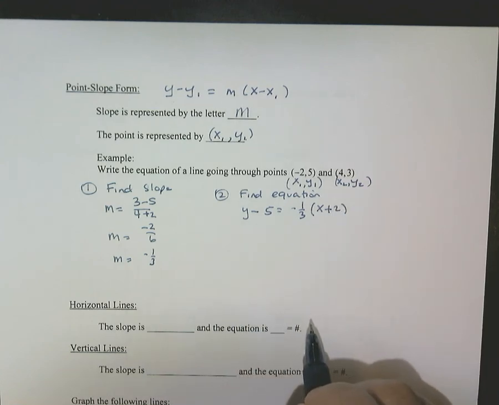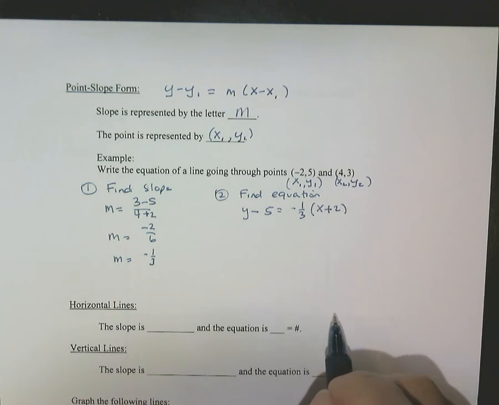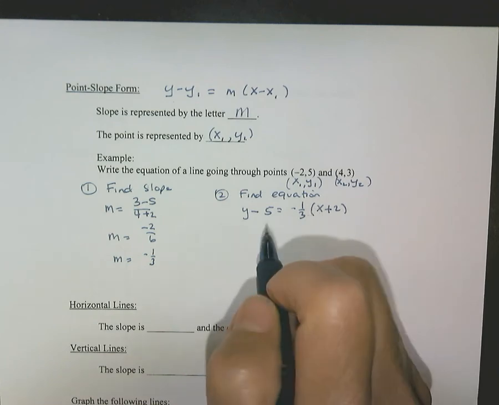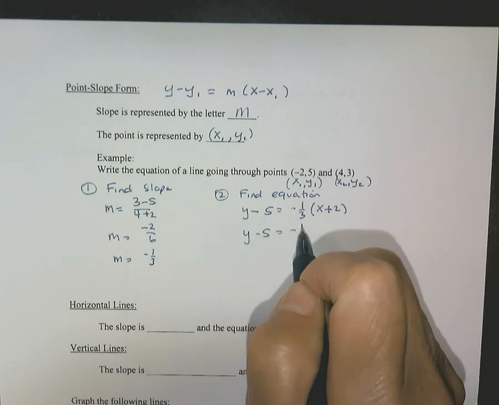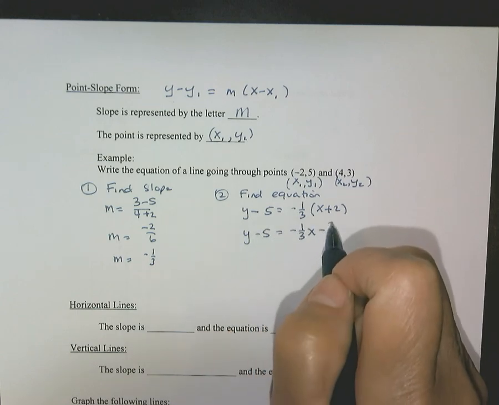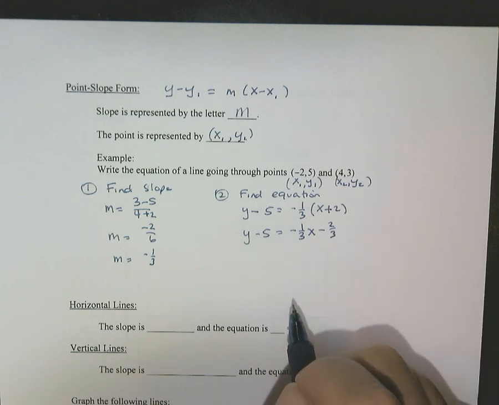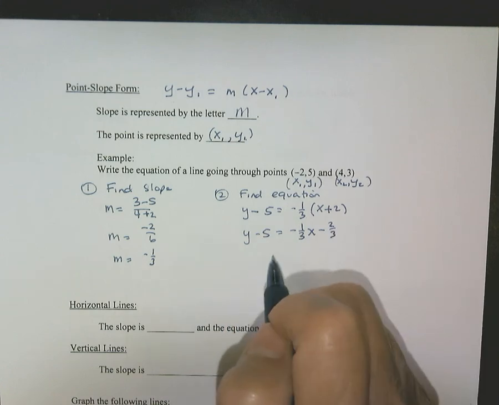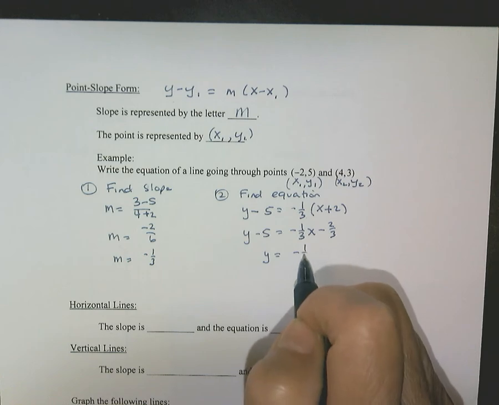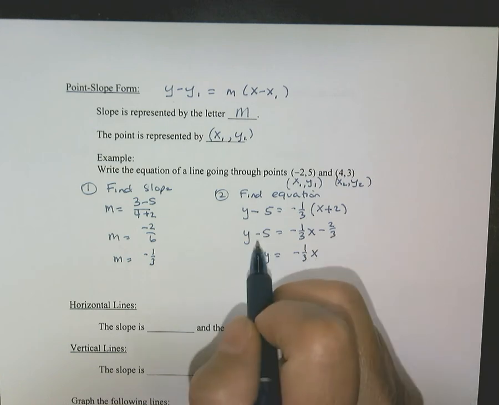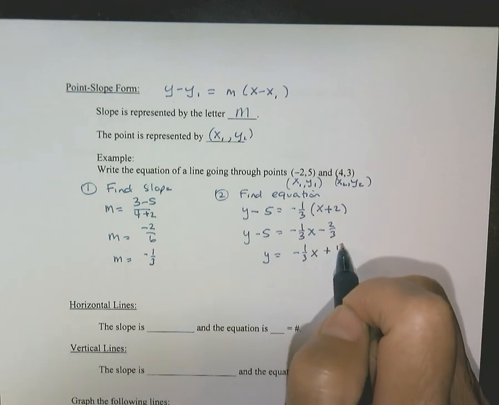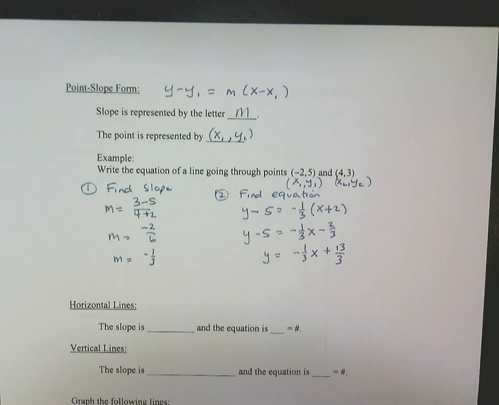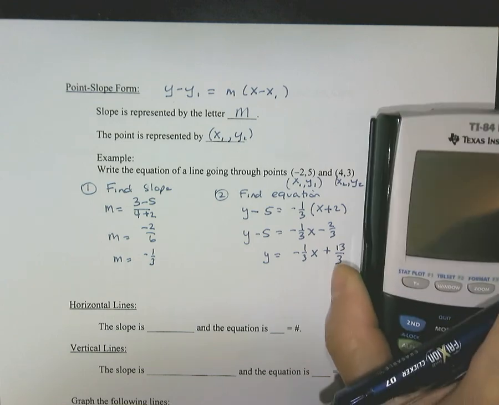Most of the time I leave it like this, but I can rearrange this easily enough to show you how it goes into slope-intercept form. So I'm going to first distribute this negative 1/3, so I get negative 1/3 x minus 2/3. Then I'm going to add 5 to the other side, so I get y equals negative 1/3 x, negative 2/3 plus 5, which is negative 2/3 plus 15/3. So I get 13/3.